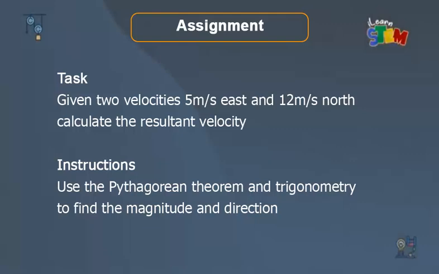Now it's time for you to practice. Here's a quick practice problem. Ensure to pause the screen or write out the given task to solve the problem. Assignments help you gain a stronger understanding of a topic. Give it a shot. Good luck.